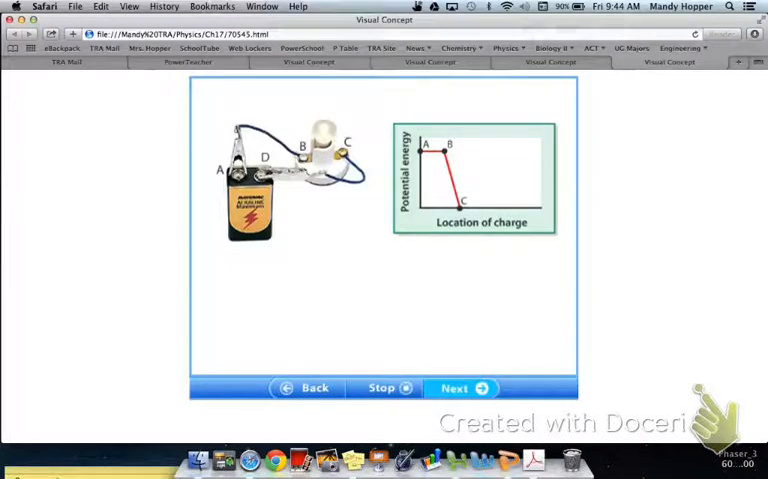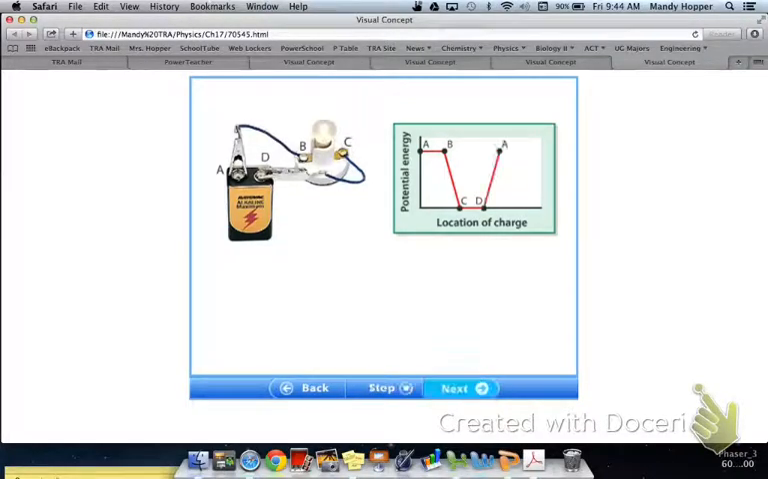When the charges move through the filament of the bulb, they encounter high resistance. The charges lose electrical potential energy as they collide with the atoms of the filament. The electrical energy is converted into internal energy, and the temperature of the filament increases. When the charges reach the other terminal of the battery, their potential energy is 0.